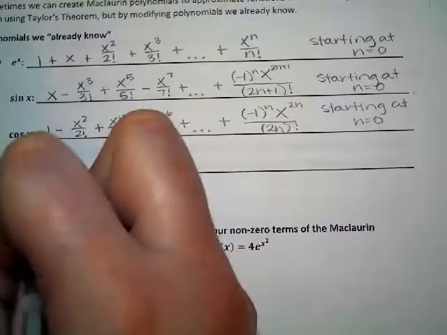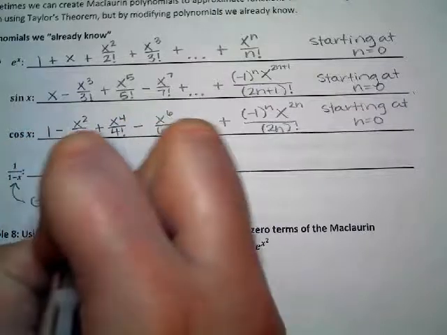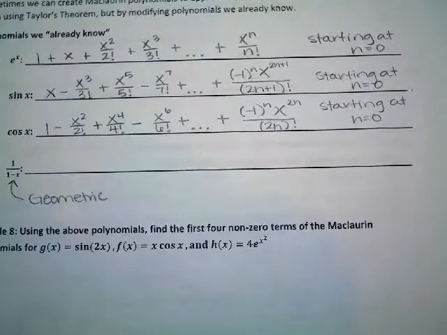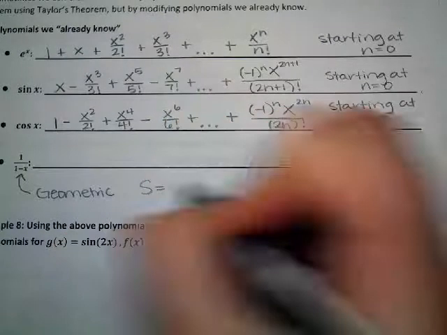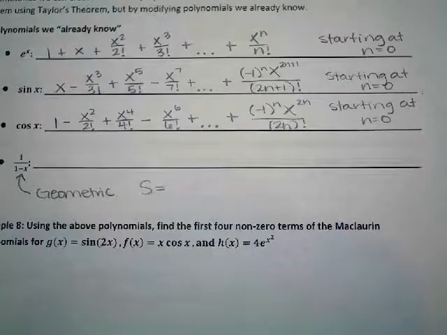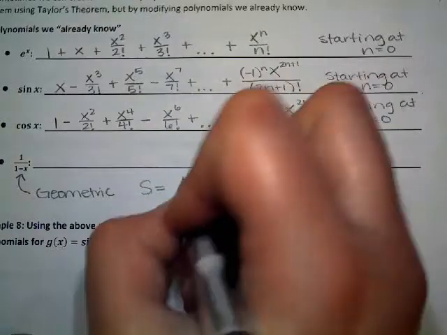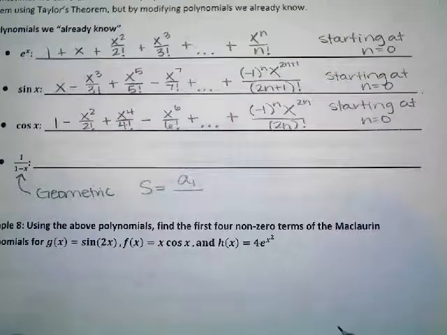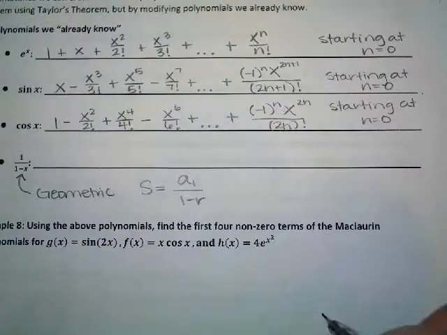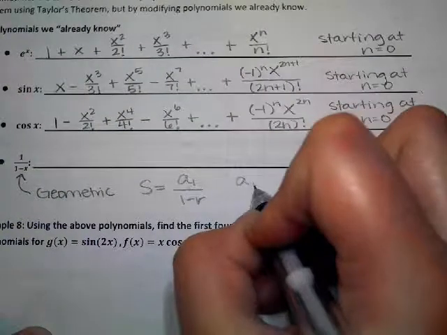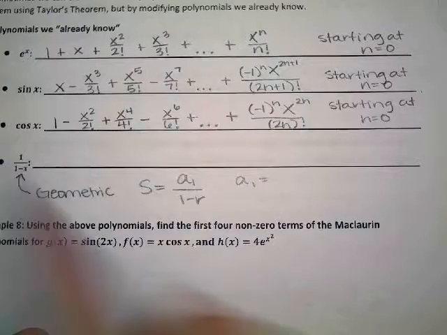Geometric sum formula. So what is the formula to find the sum of a geometric series? First term, a sub 1, over 1 minus r. So if it's a sub 1 over 1 minus r, that means that the first term of this series is 1, and it means that the r value is x, okay?